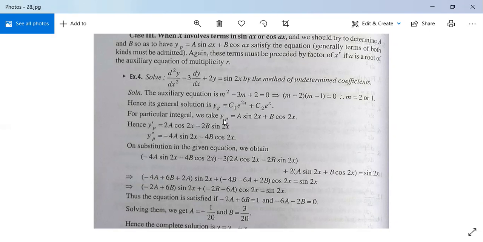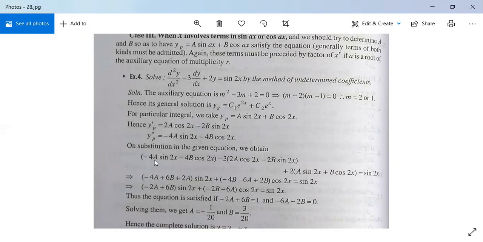Now differentiate it with respect to x, so yp dash is equal to 2a cos 2x minus 2b sin 2x, since differentiation of sin 2x will be 2 cos 2x. Differentiate it once again. So yp double dash will be minus 4a sin 2x minus 4b cos 2x. The differentiation formulas you need to remember. Now substitute the values of yp double dash, yp dash, yp in the given equation.